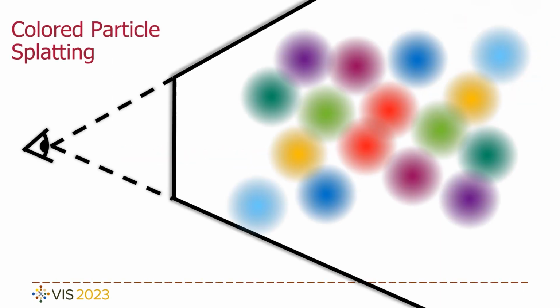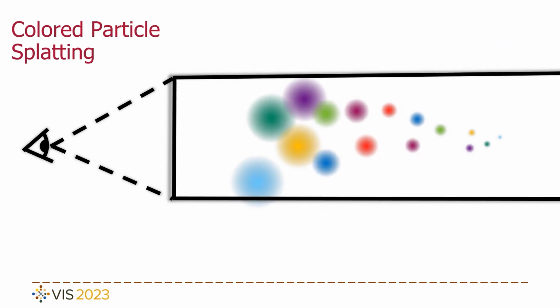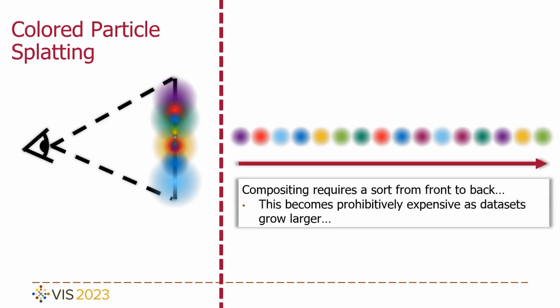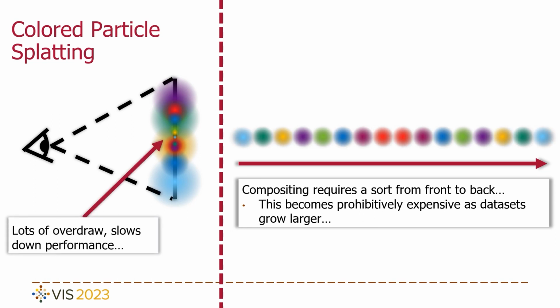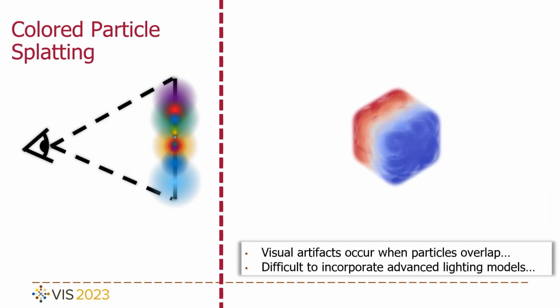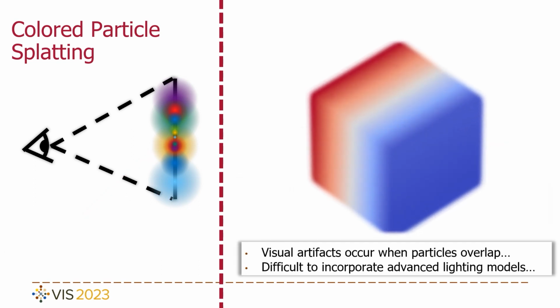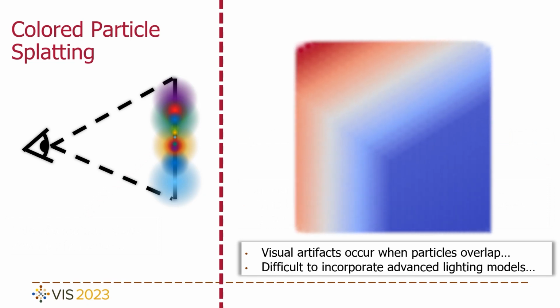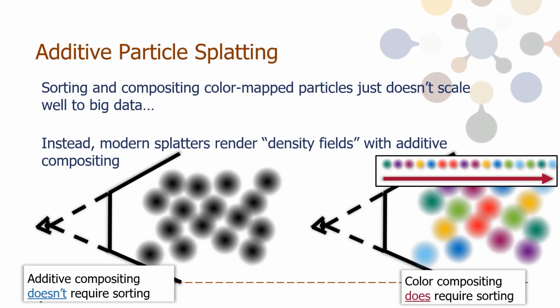Well, when you think of particle rendering, you probably think of particle splatting. These methods transform particles and rasterize them onto the screen. However, if particles are colored, then compositing requires a sort from front to back, which becomes prohibitively expensive as datasets grow larger. Splatting also results in overdraw, which slows down rasterization performance. Visual artifacts occur when particles overlap, and because of that rasterization approach, it's really difficult to incorporate advanced lighting models. Ultimately, sorting and compositing particles just doesn't scale well to big data.